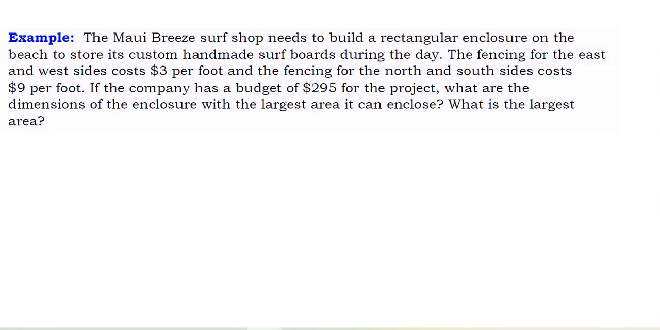In this video, I'm doing another optimization problem. This is another resource optimization type problem. So take a moment and read over the example.